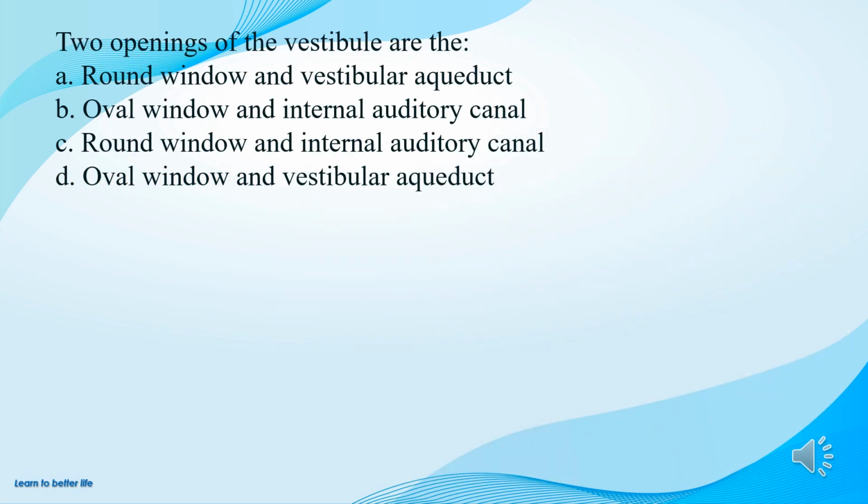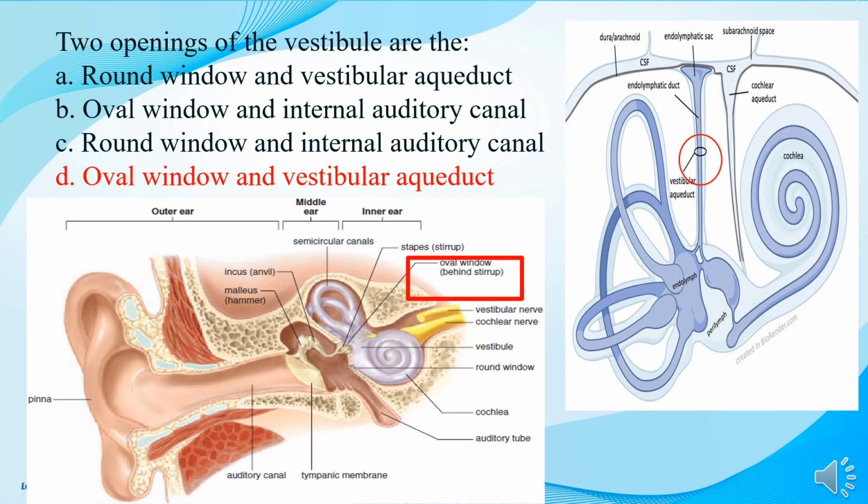Two openings of the vestibule are the A. Round window and vestibular aqueduct. B. Oval window and internal auditory canal. C. Round window and internal auditory canal. D. Oval window and vestibular aqueduct. The answer is D. Oval window and vestibular aqueduct.